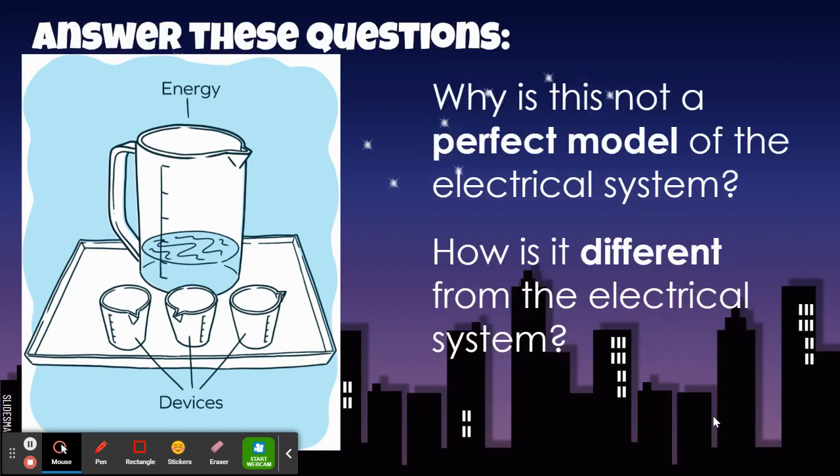Now what I want you to do is answer these two questions. They are provided for you in the graphic organizer and Seesaw. Question number 1. Why is this not a perfect model of the electrical system? And question number 2. How is it different from the electrical system? So I want you to stop the video. I want you to answer these two questions and then come back.